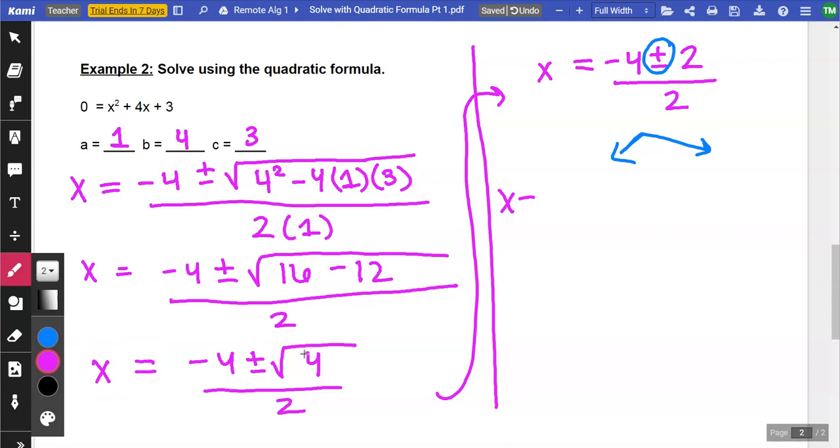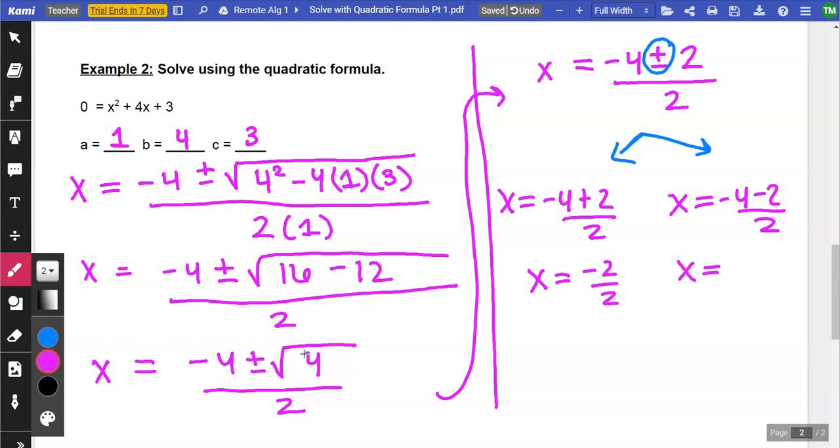So x is equal to negative 4 plus 2 over 2, and x is equal to negative 4 minus 2 over 2. So we can get both of those solutions. x is equal to negative 4 plus 2, which is negative 2, over 2. x is equal to negative 4 minus 2, which is negative 6, over 2. Negative 2 divided by 2 is negative 1, and negative 6 divided by 2 is negative 3. So x is equal to negative 1 and negative 3.